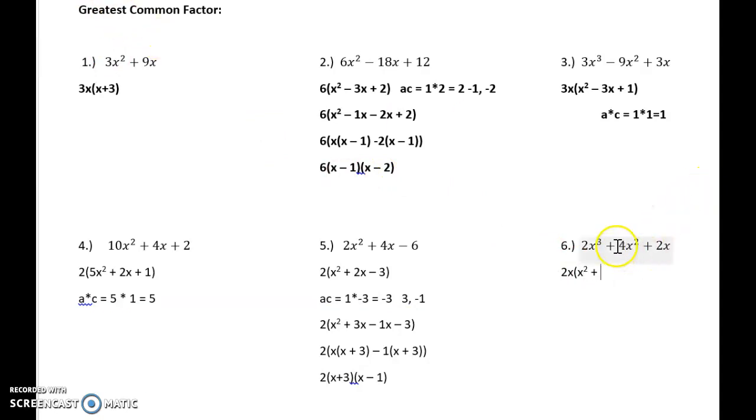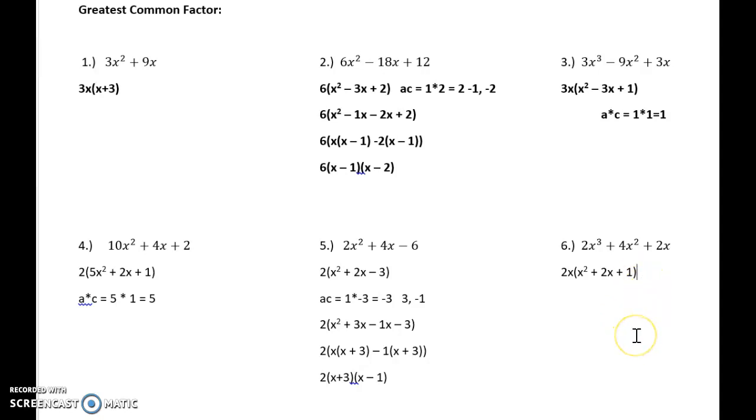Plus, all right, now this one. 4 divided by 2 is 2. And then on my exponents, I take that 2 and subtract away the 1 that I factored out, and I get x. And then the very last one, 2 divided by 2 is 1. This time the 1 is not understood because that x is going to go away. So I have to put the 1 there because there's nothing else with it.